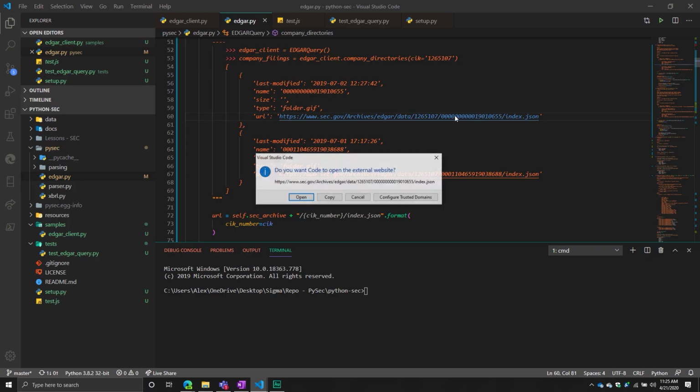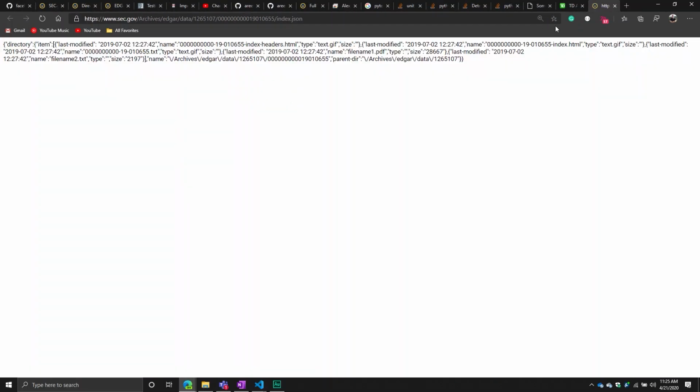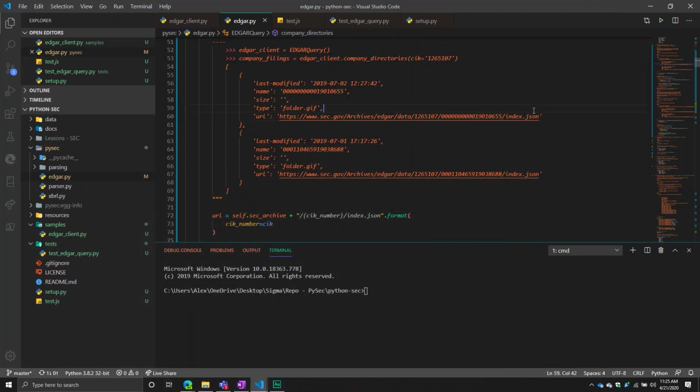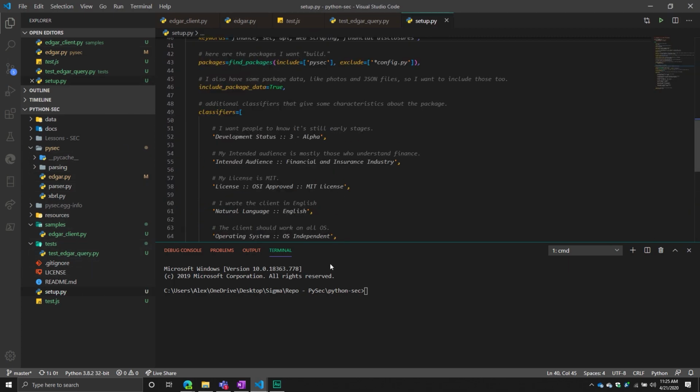And then what you could then do, if you want, is take this and use it as a mechanism to go to that particular one. So that's what I call the PySEC module. Maybe that's not the best name, but I like it.